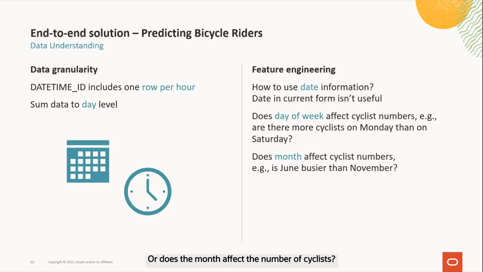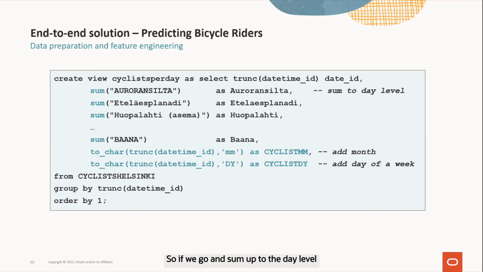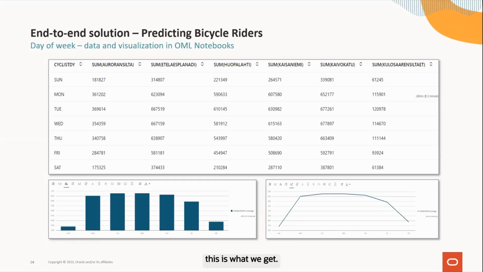Or does the month affect the number of cyclists? Like in Finland, it snows. So probably in June, when it snows less, there are going to be more cyclists than in November, when it might be snowing quite a lot. So probably the month might be affecting. These might be much more interesting features than the date itself. So if we sum up to the day level and we add the month and the day of the week to our data set, this is what we get.